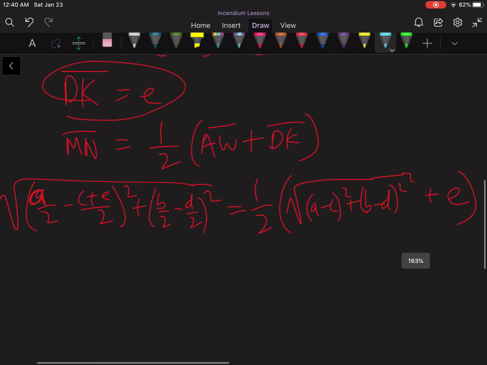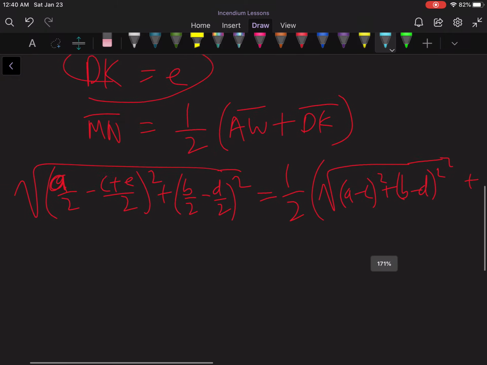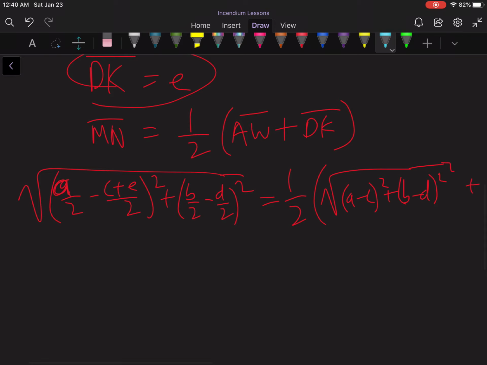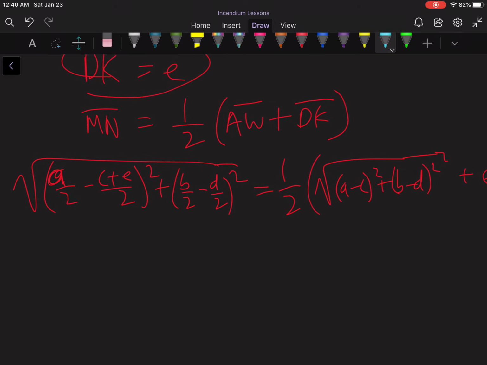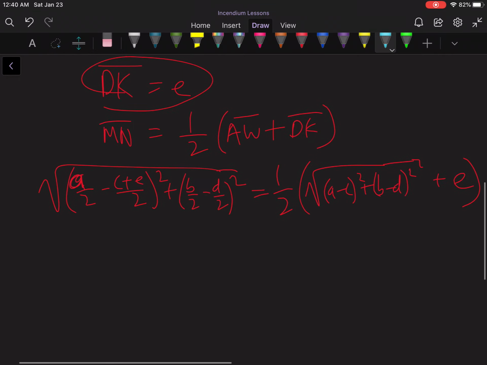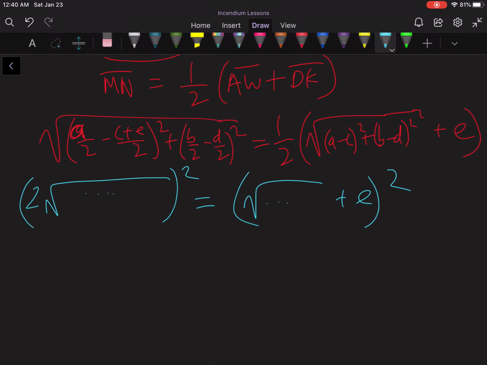Honestly, what we can do is just try out a bunch of different things. Let's just try simplifying this entire thing first. So let's simplify. Multiply both sides by 2. 2 square root of all the stuff equals square root of all that stuff plus E. Now I'm going to square both sides because I don't like the radicals, and maybe we can simplify it somehow.